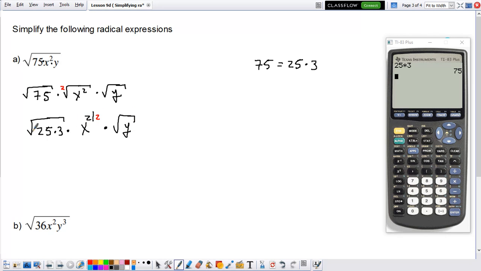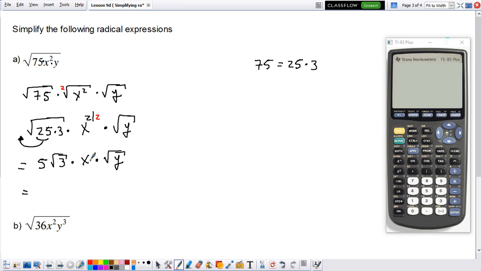Excellent. So now, we can try to simplify this 25. You can bring it outside as a 5. So now, the first square root, it becomes 5 square root of 3 times 2 divided by 2, so that's 1, so that becomes just x times the square root of y. So in theory, this is your final answer, but we gotta simplify this a little bit further.